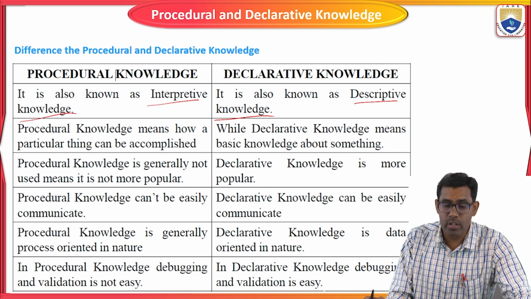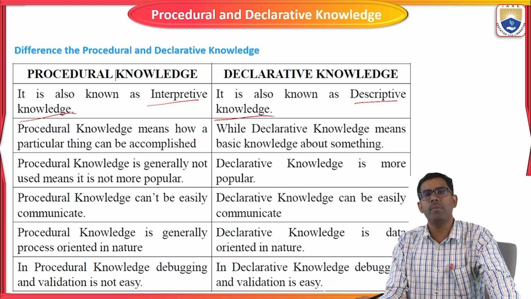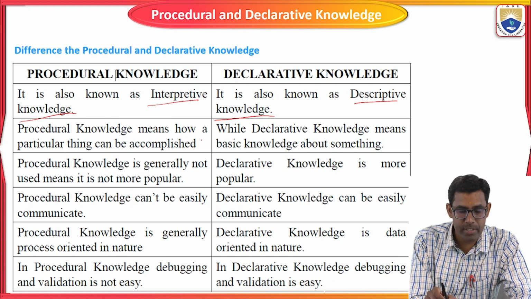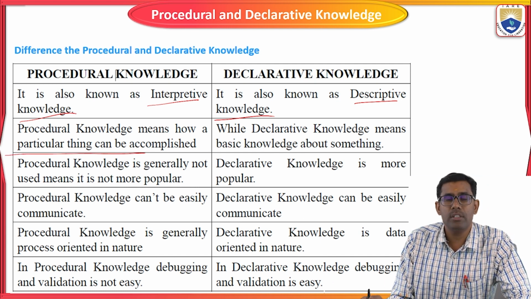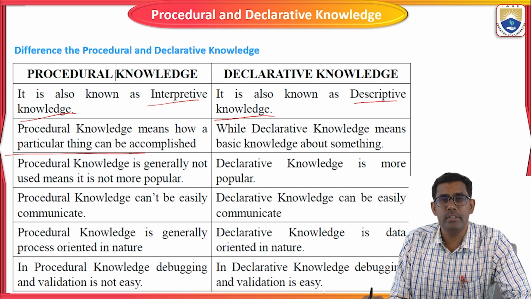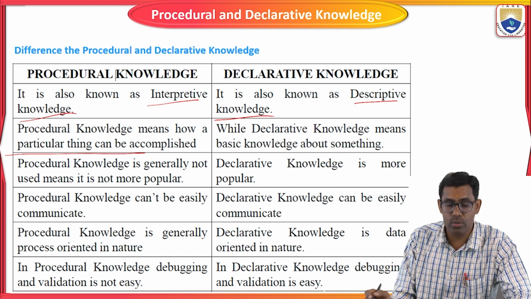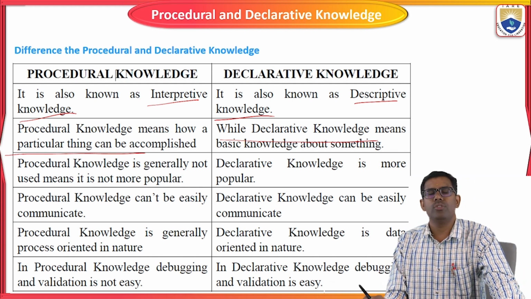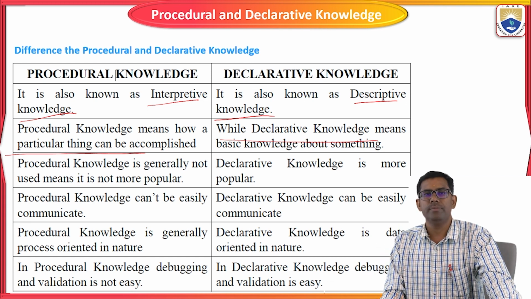The next one is declarative knowledge, which is also known as descriptive. Generally I'm just going to tell the particular problem statement. That is descriptive knowledge. Procedural knowledge means how a particular thing can be accomplished. Based on the problem statement, based on the sentence given, it is going to follow certain things. That is procedural knowledge, while descriptive knowledge means basic knowledge about something. If you know the basics about the particular thing, you can just write it.